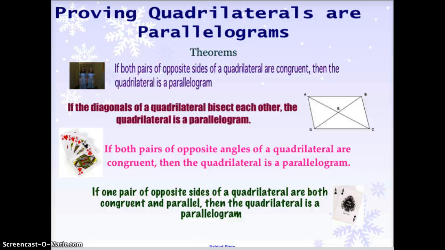What I'd like you to do right now is to please try to see if you could prove that. Give yourself that one pair is both parallel and congruent in a quadrilateral and see if you could prove that it's a parallelogram. Remember, to prove that it's a parallelogram, you need to be able to come up with one of the other 3 reasons in order to prove that quadrilateral.